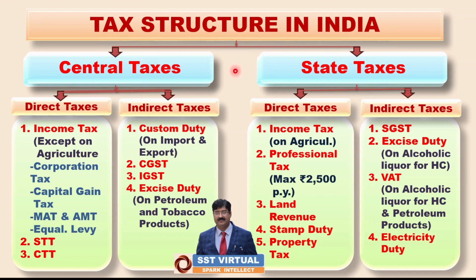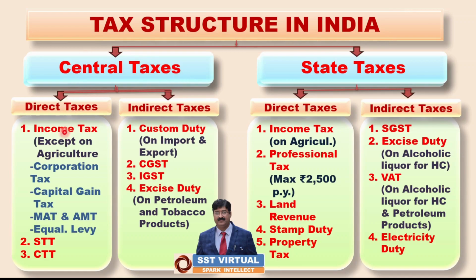Friends, India is a federal country. Federal in the sense there are basically two levels of government. One is central government, another is state government. And Schedule 7 of Indian Constitution clearly makes the division of powers between central government and state government. This schedule clearly provides the power to impose taxes also by the central government as well as by the state government. So let's check first the taxes levied by central government.